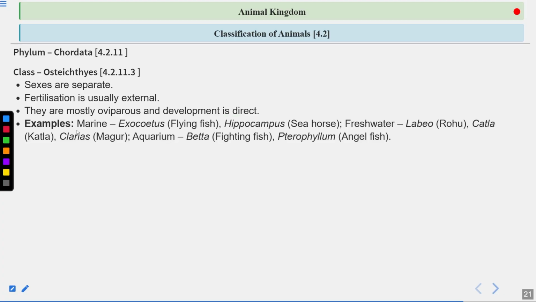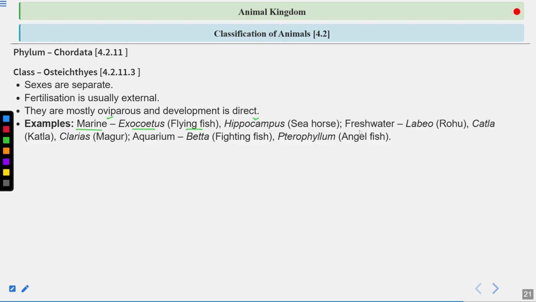Examples, let us see. Marine environment, osteichthyes fishes. Exocetus, flying fish. They are called flying fish because sometimes they come up in the air and then go down again in the water. So it seems like the fish wants to fly in the air. That is why it is called flying fish. Hippocampus, seahorse. Now here, these are the marine fish examples, Exocetus and hippocampus.